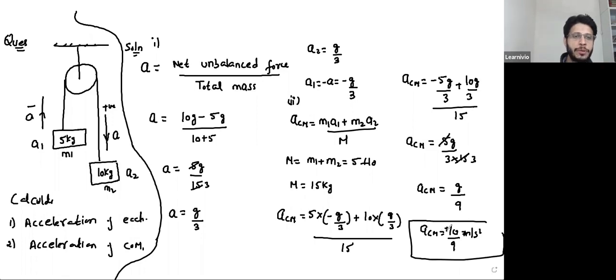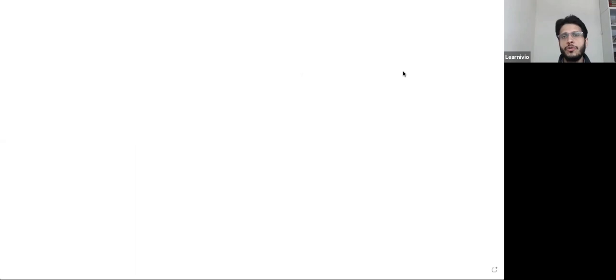It's coming out to be positive. It's g by 9, not g by 3. It's g by 9, and it's positive. That means your center of mass is going downwards. So this is how you can calculate acceleration as well as velocity of center of mass.